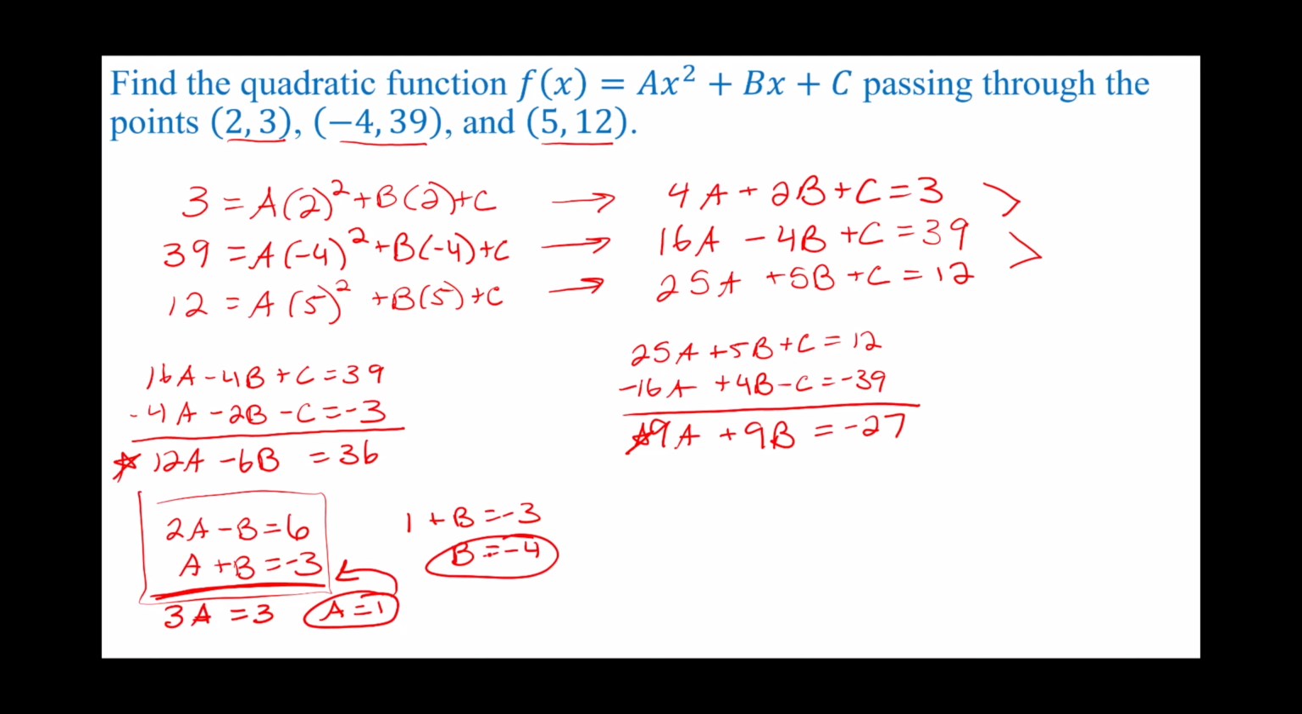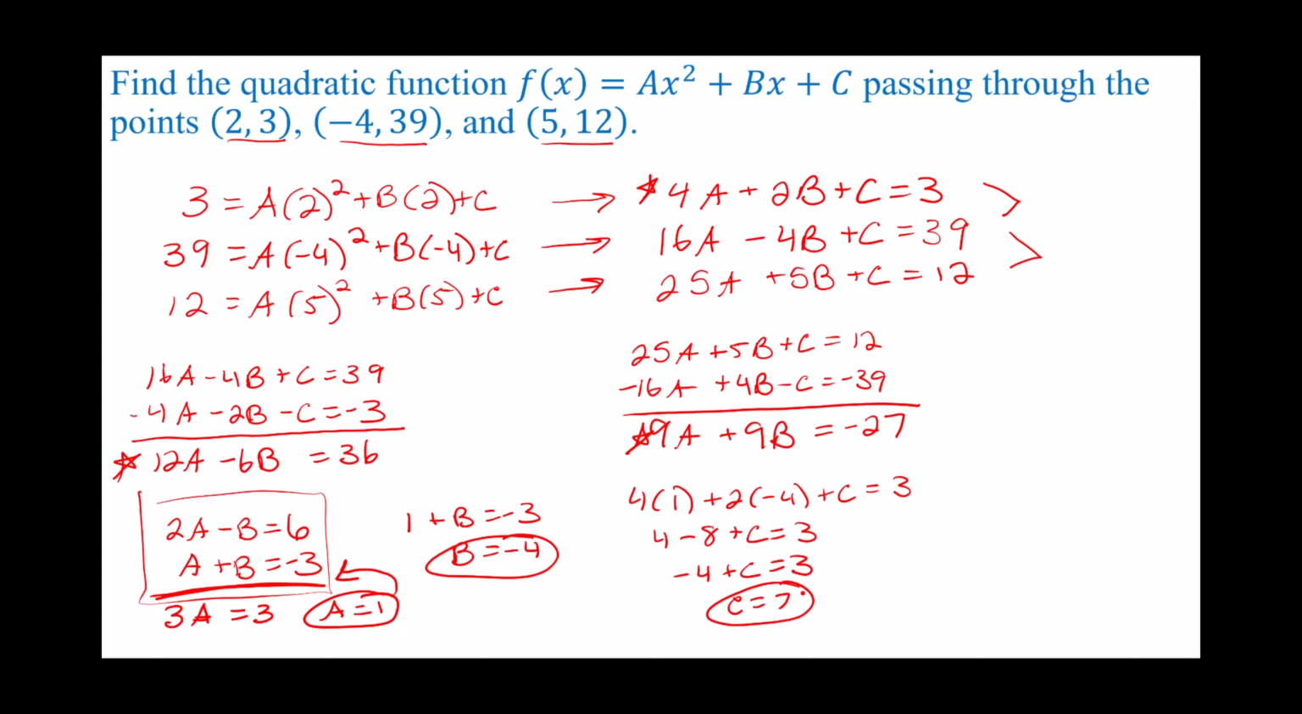And then I'm going to substitute both of those into one of my original equations. I'll use the top equation up here. So 4 times a plus 2 times b plus c equals 3. So I have 4 minus 8 plus c equals 3, or negative 4 plus c equals 3. Add 4 to both sides, and I have c equals 7. So I've solved my system of equations.